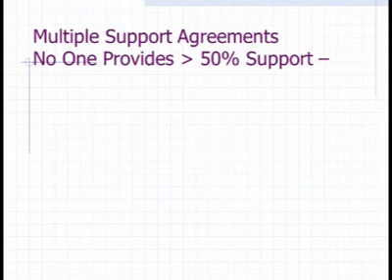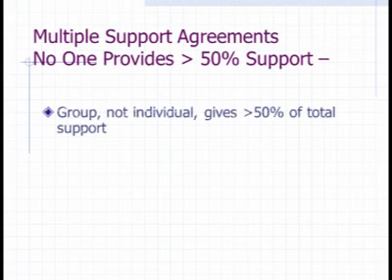Sometimes you meet all the other requirements, but you have not provided more than half of the support. And in fact, no one has. 3 sisters are supporting their mom, each giving an equal third. Instead of just having that exemption disappear, because mom has no income, she doesn't need it, we have multiple support agreement in play. The group, not the individual, gives more than 50% of total support.